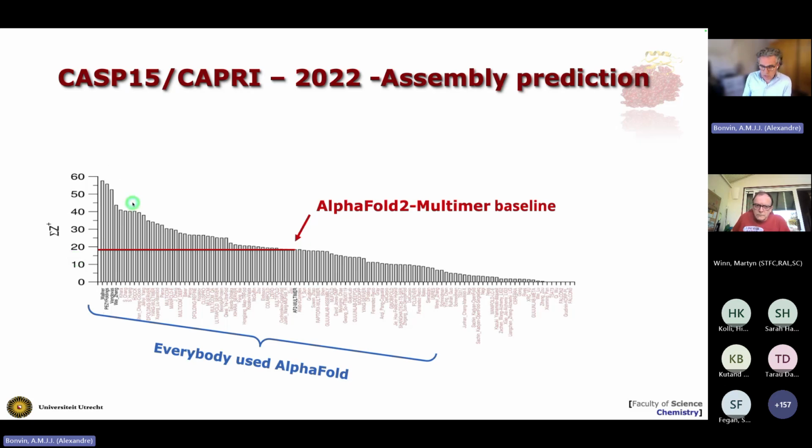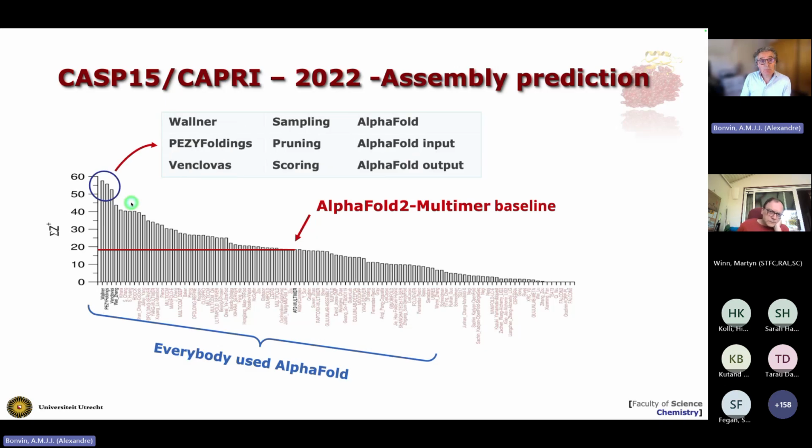And there are 3 groups that jump out here. And what those people did, so it was Wallner, and Wallner has been doing a massive sampling. Instead of running 5 or generating 25 models, which is the default for AlphaFold multimer, he was calculating several thousands of models. So basically, increasing the sampling dramatically helped him generate good models.